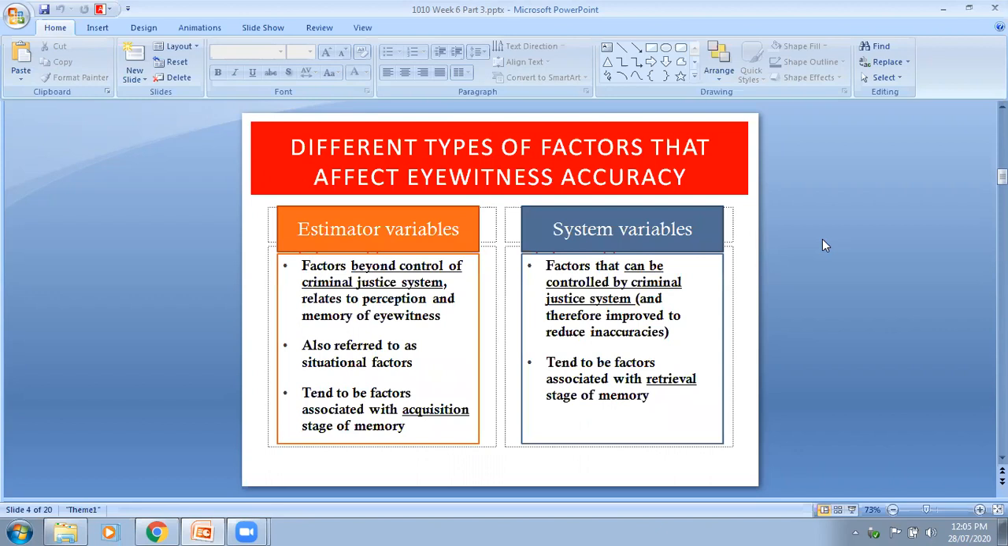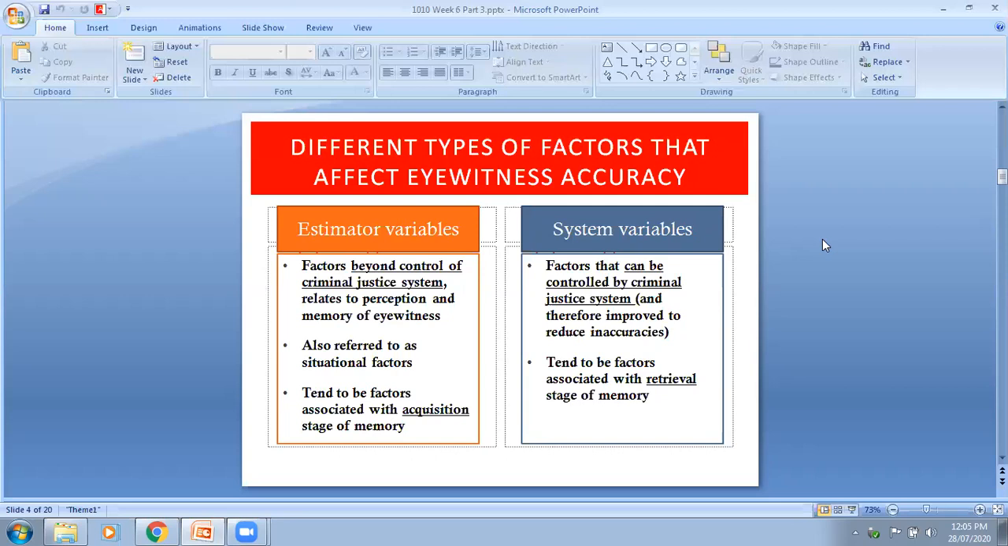So estimator variables are those that happen at the time of the crime. So this is the situational factors that may affect the acquisition of the memory of the witness. So remember, we've talked about the lighting. If there's anything in the way of you seeing, like a pole. Does the offender have a weapon? If the weapon's being pointed at you, you're going to focus on that weapon and probably not look at their face so much. So this is the stuff that happens at the exact moment that the person is witnessing the event.